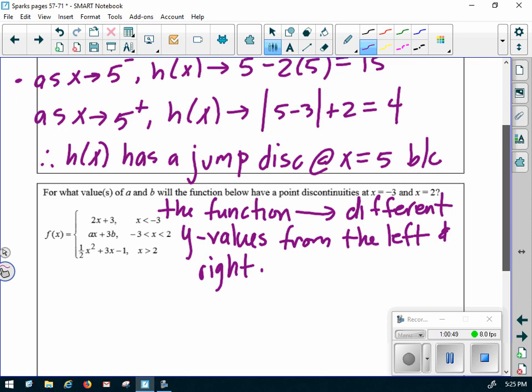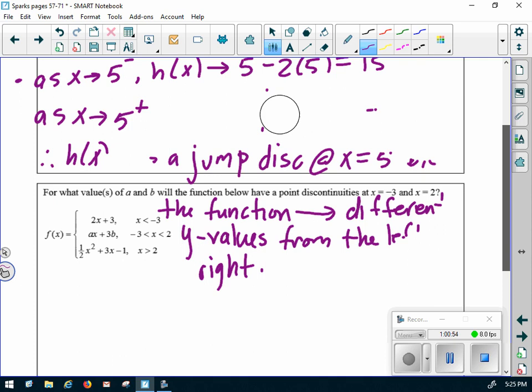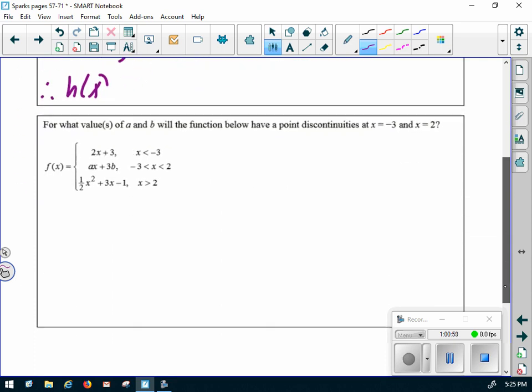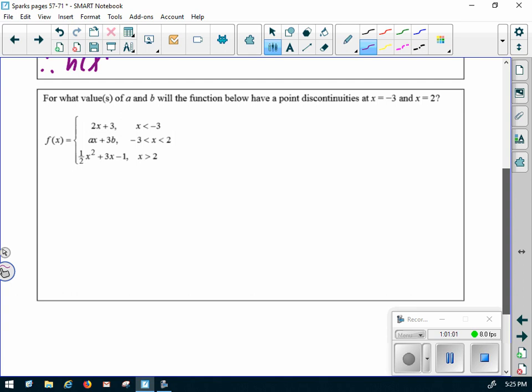All right, we got one more. Man, have we had a lesson that's this long? Shoo. One more. For what values of a and b will the function below have point discontinuities at x equals -3 and x equals 2? Remember, point discontinuities. I don't care if the function's defined, but what has to happen as the function approaches those numbers from the left and the right, the y values have to approach the same number.